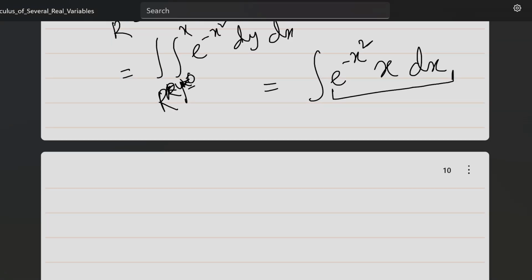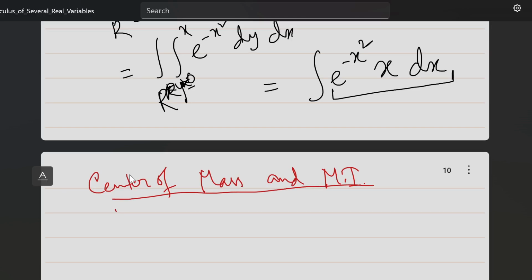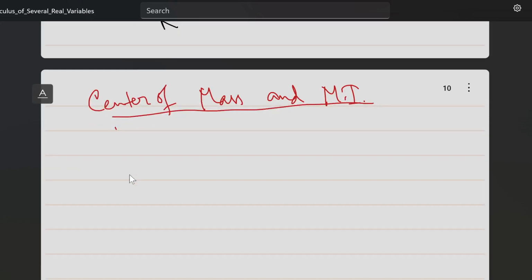So, center of mass and moment of inertia. Center of mass and moment of inertia completely depend on your formula. Here you have to remember the formula very well.